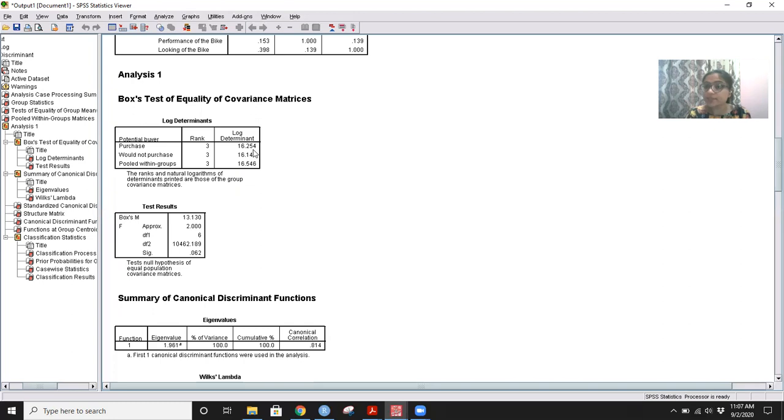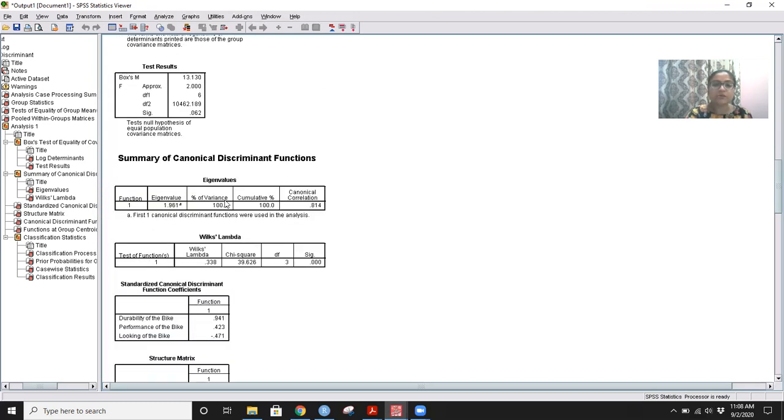And let's see how it is faring in our data. So we have 16.25, 16.14, 16.54, everything near 16. Because log determinants are relatively similar to each other, they're relatively equal, we can say that our Box's M test should also say the same, and that is what we saw also. Here also null hypothesis was accepted. So just an alternative way of looking at Box's M. And rank here means the number of independent variables. So we have 3 independent variables.